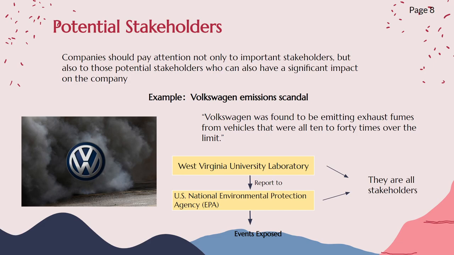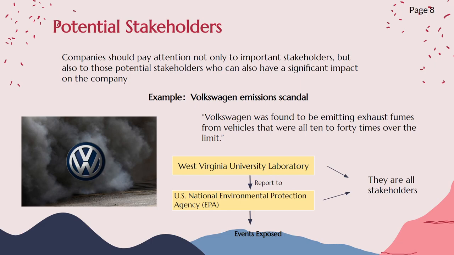In fact, the vehicles were emitting 10 to 40 times more than the limit. A West Virginia University laboratory discovered this through testing and reported it to the EPA. The story eventually came to light, and it cost Volkswagen about $33 billion. In this case, Volkswagen went against ethics and ignored the potential stakeholders. They were the EPA and the West Virginia University lab, because it was these entities that discovered and exposed the incident.